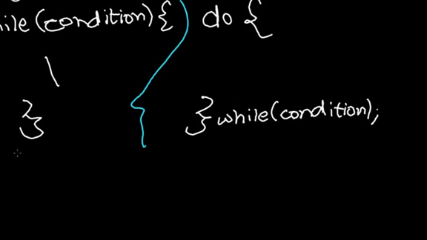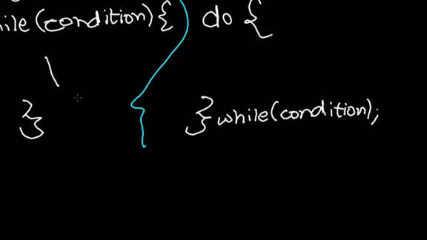So the technical definition for it would be that in a for loop the number of iterations is known, but in a while loop it's not known. Like you don't know how many times the loop is going to run. It depends on the condition. Now that being said, between while and do while loops you can use either.